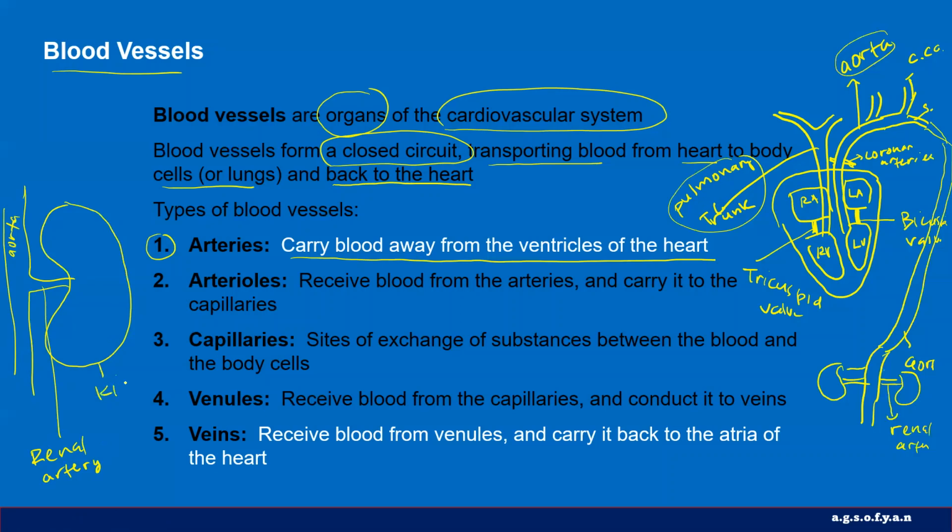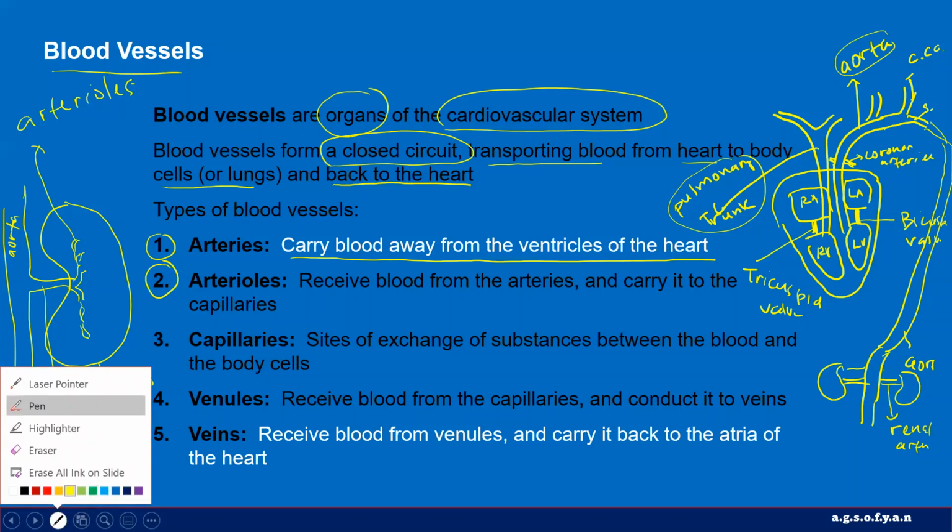So this is the kidney. Inside the organ, this smaller artery, the renal artery, will branch into many smaller arteries. This smaller artery is called the arterioles, and they will be located inside the organ. That's the smaller artery.